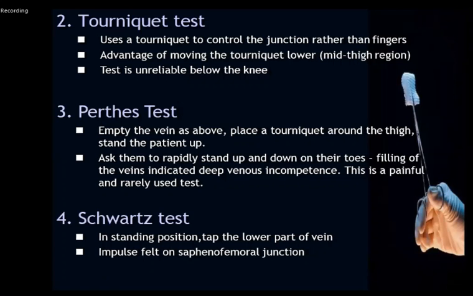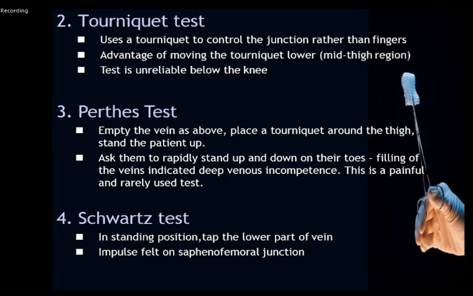So the other is the tourniquet test. Usually we apply a tourniquet to control the saphenofemoral junction. It has the advantage of moving the tourniquet level, meaning we can apply multiple tourniquets, which will be clear in the next video, inshallah, whereas in the Trendelenburg test we can only block the saphenofemoral junction with the thumb, not below that level.